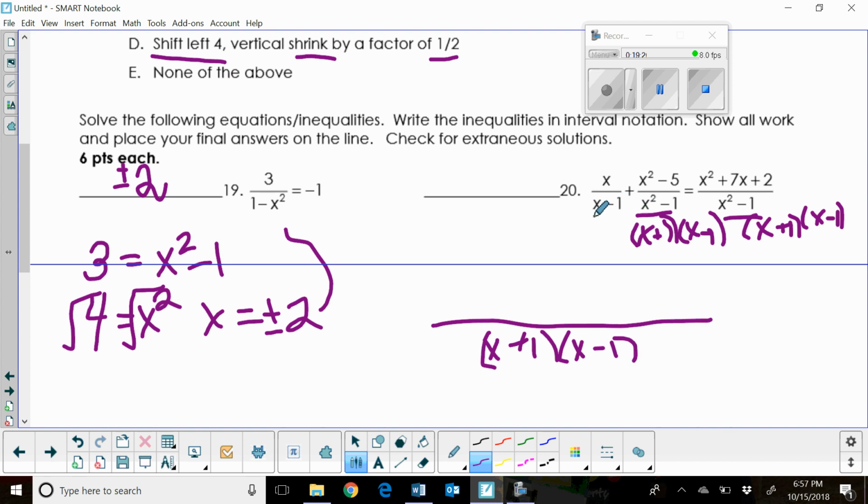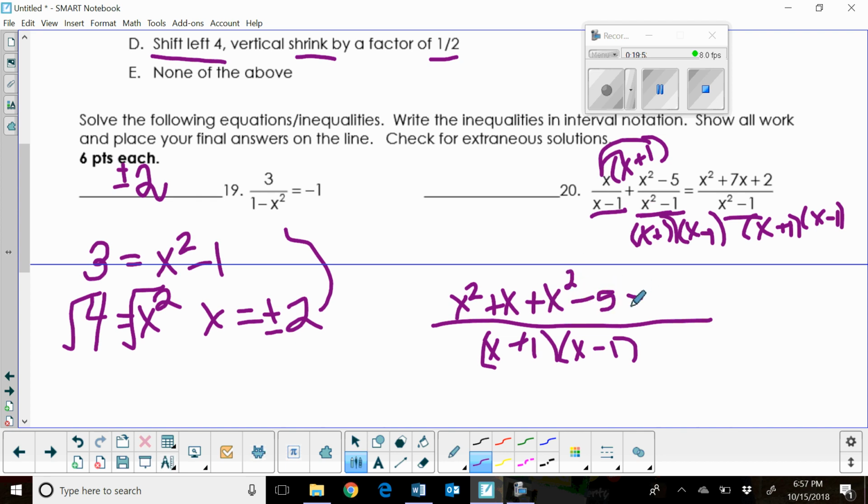Now, this first fraction, it's missing one of the factors. It's missing an x plus 1. So we need to multiply the top and the bottom by x plus 1. And that gives us x squared plus x once we distribute, right? X times x is x squared. X times 1 is x. Now, the second term has both factors. So all I have to do is bring down the numerator of x squared minus 5.